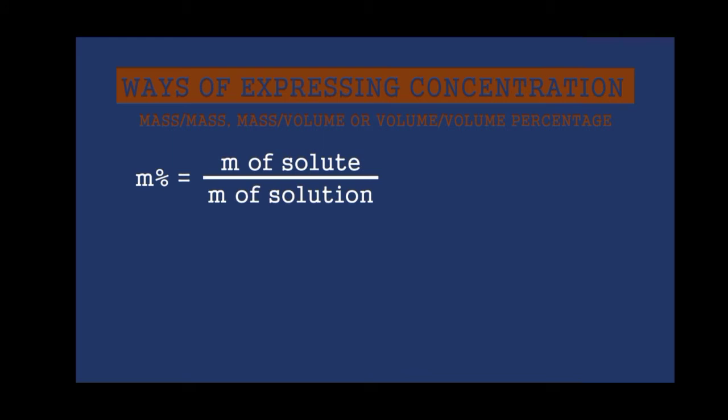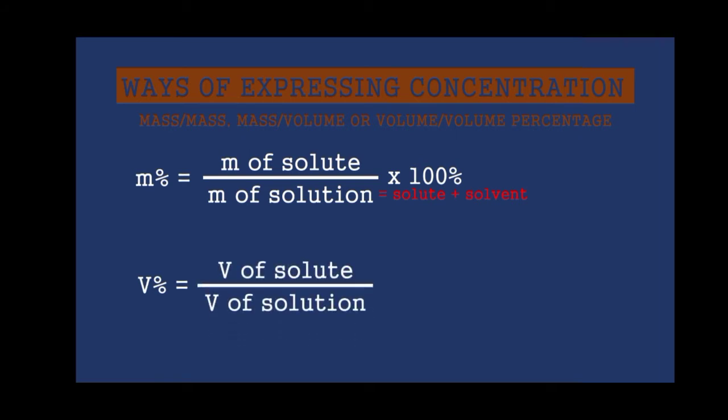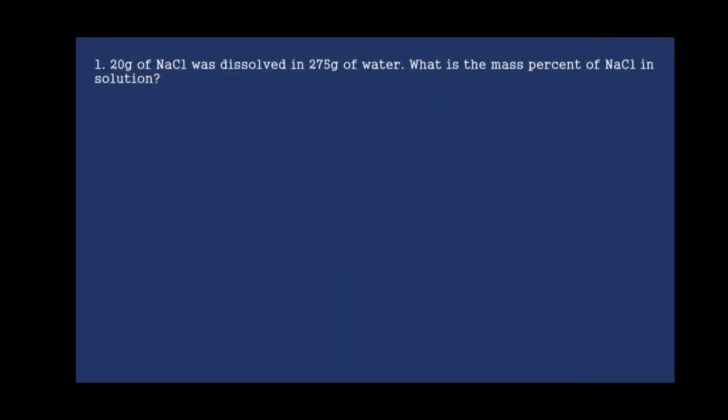So first, the ways of expressing concentration. So we're gonna tackle the mass over mass, mass over volume, or volume over volume percentage, in which the mass percentage is equal to the mass of solute all over the mass of solution times 100%, where the solution is equal to solute plus solvent, and the volume percentage is equal to volume of solute over volume of solution times 100%. First example, 20 grams of NaCl or salt was dissolved in 275 grams of water.